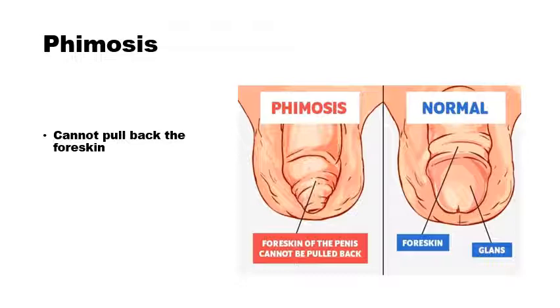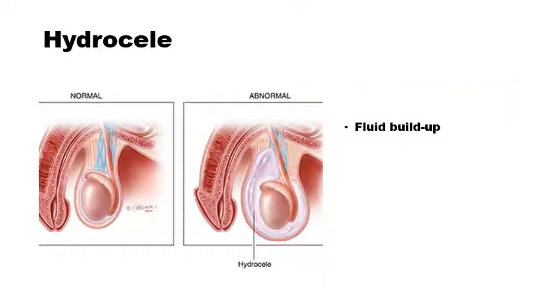Phimosis is when the foreskin of the penis is not retractable, so it cannot be pulled back. This is usually due to constraint of the skin around the tip of the penis, and usually will require surgery. A hydrocele is the buildup of the fluid around the testes. So this is in this area, this is what it's pointing to. All of this area fills up with fluid. This will require surgery.